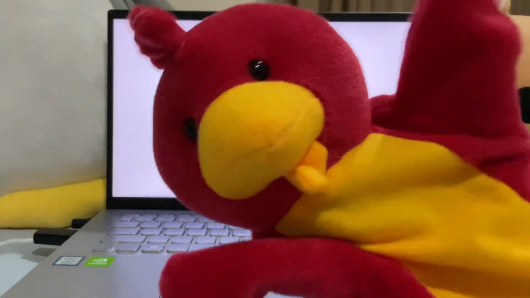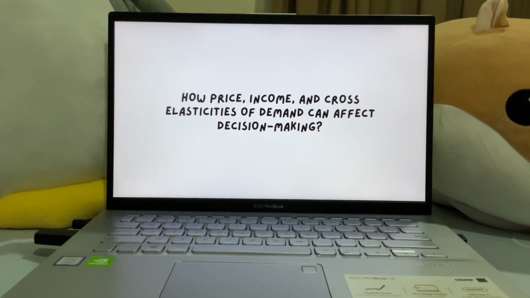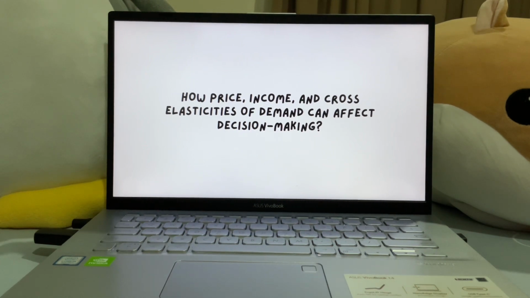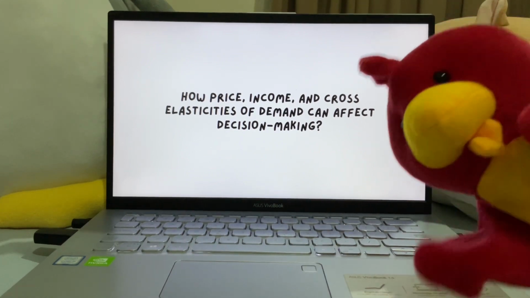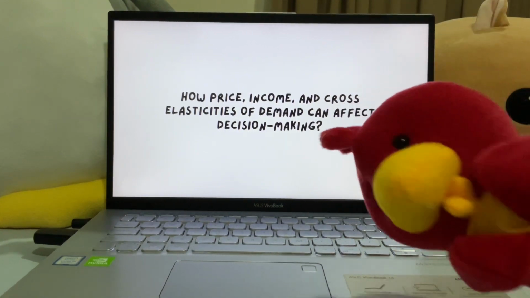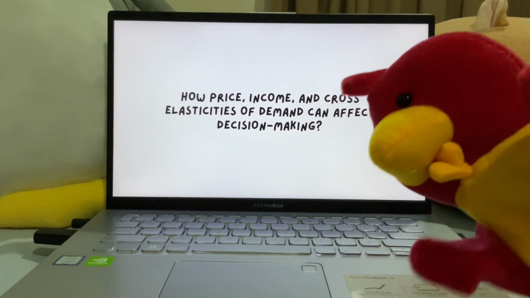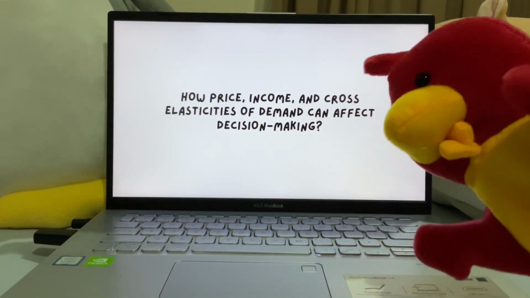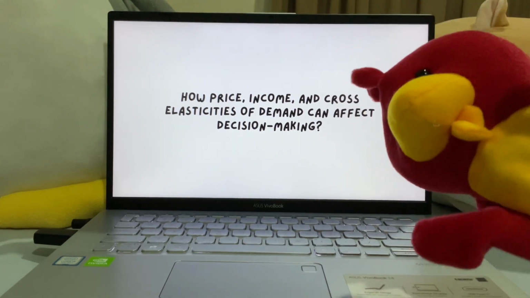Miss me? And now it's my time to shine again. Yeah. How price, income, and cross elasticities of demand can affect decision making. There are PED. PED describes price fluctuation in the market, how changing prices affect consumer spending and sales revenue, and then the resulting impact. And YED provides information on how the QD varies with a change in income. Lastly, XED provides information to consumers and producers about the price of related goods.